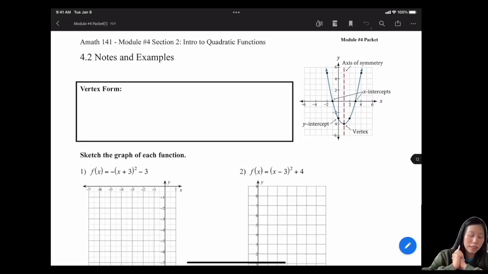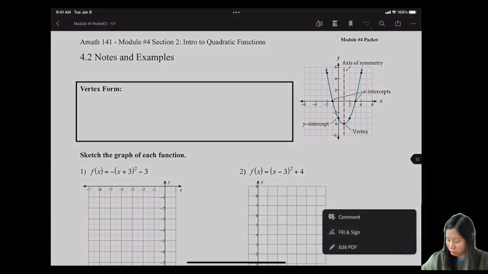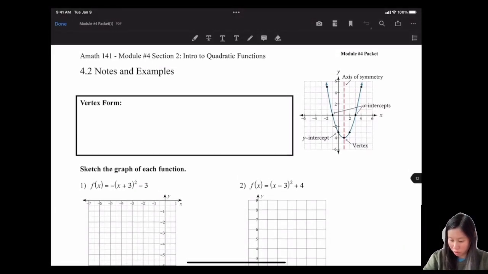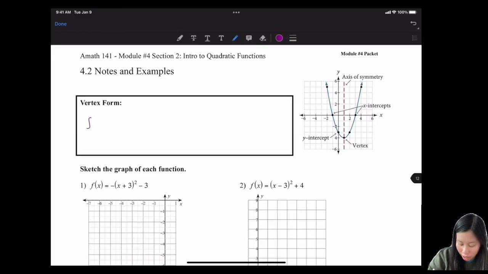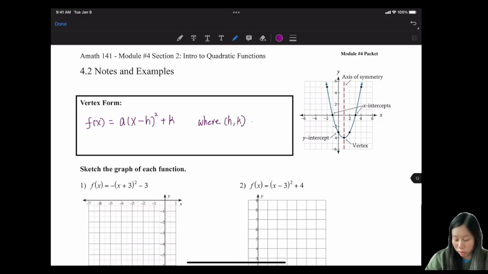Hello, so in this session we'll talk about quadratic function. So vertex form of quadratic function is f(x) equals a times (x minus h) squared plus k, where h and k is the coordinate of the vertex.